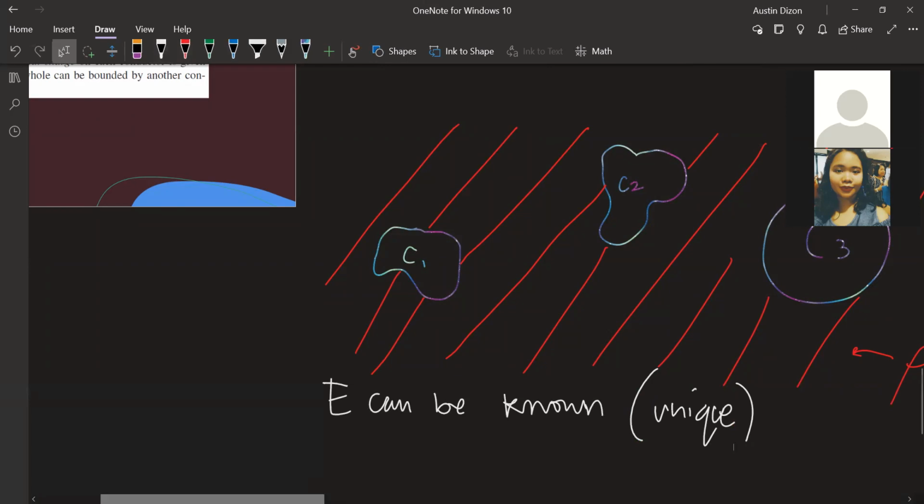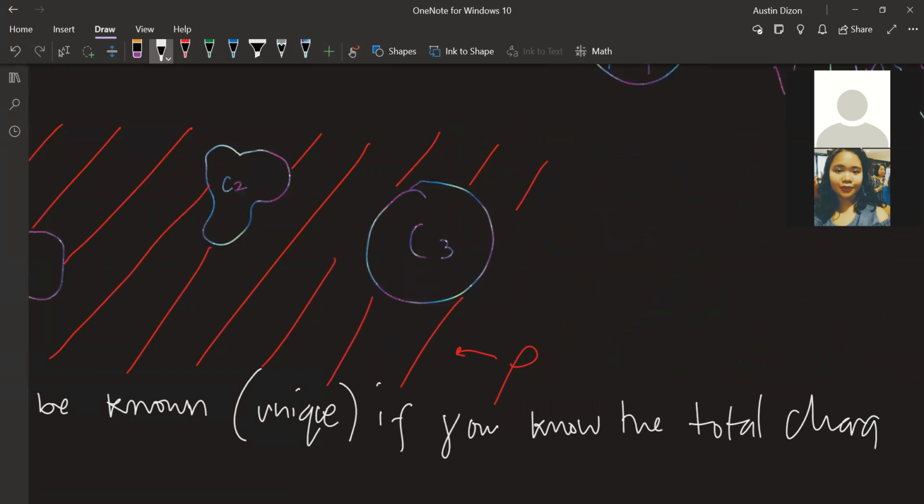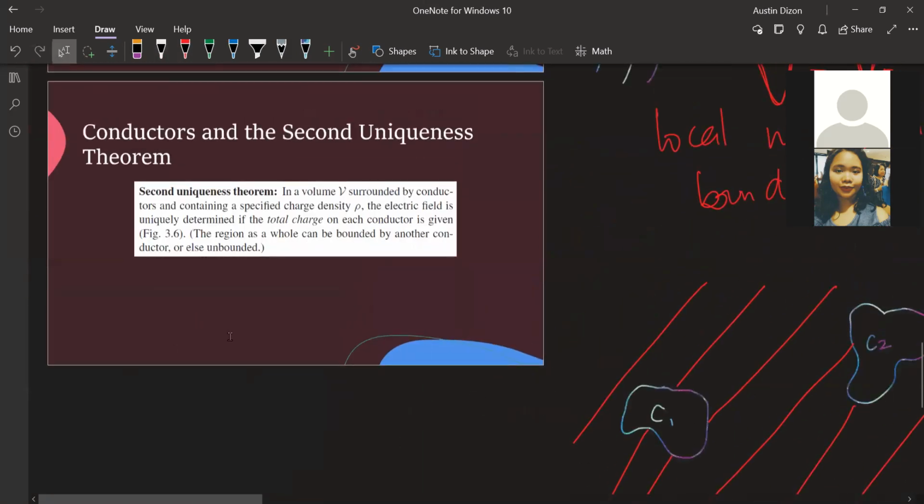Kapag total charge is specified. If you know the total charge. Okay. So we prove this again by disproving it.